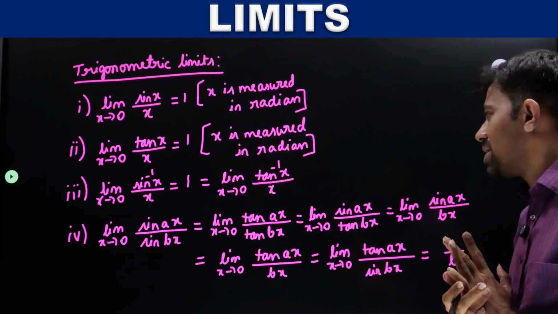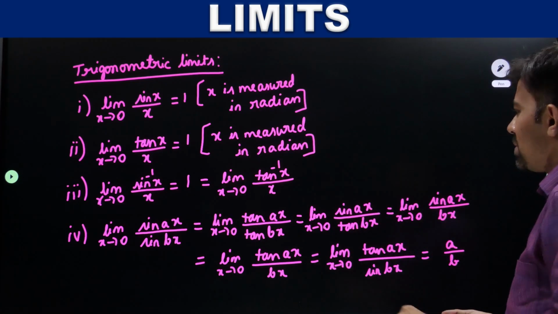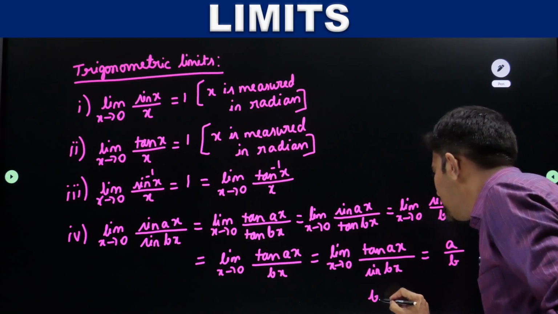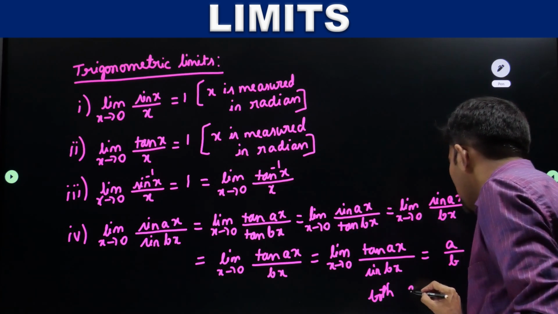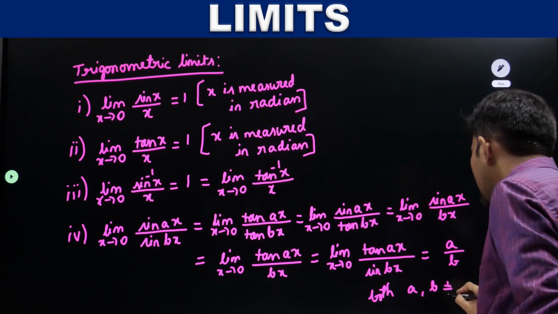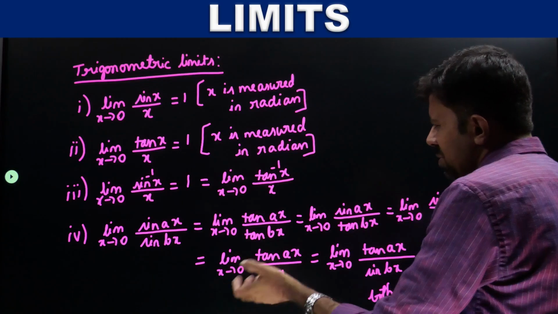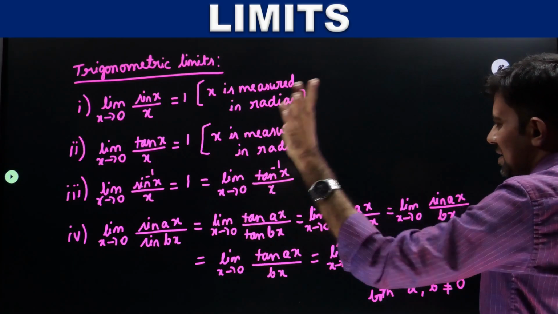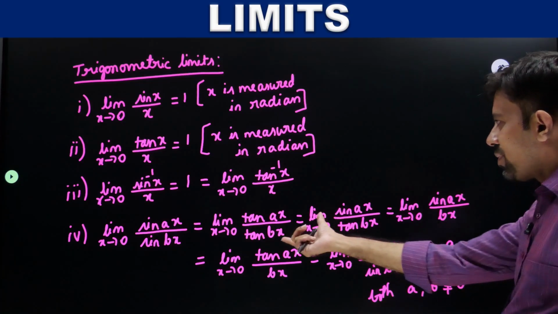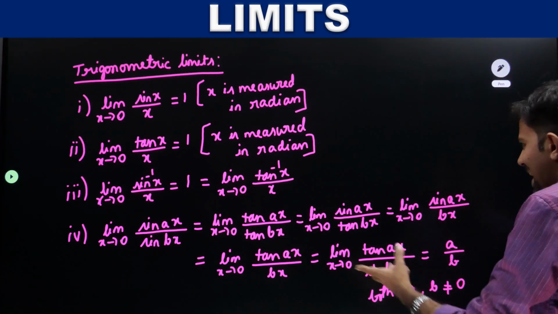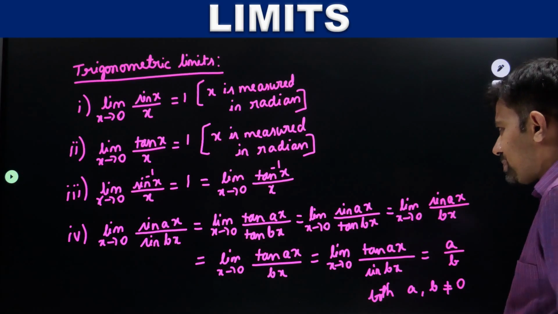A and b are non-zero numbers. Of course, b is not equal to 0. Both a and b not equal to 0 I'll take here. A can be 0, but I'll take both a and b non-zero. That's a stronger condition. So this is quite useful in working out the problems. Many times questions are asked based on this.